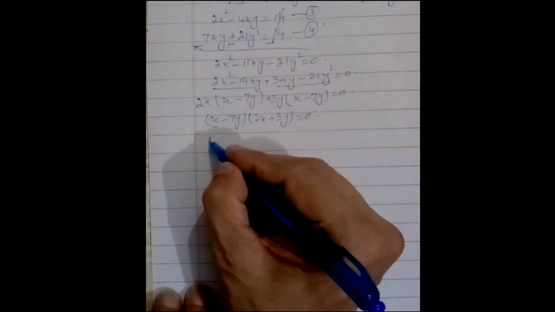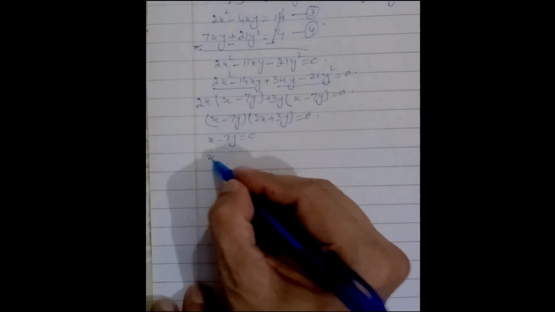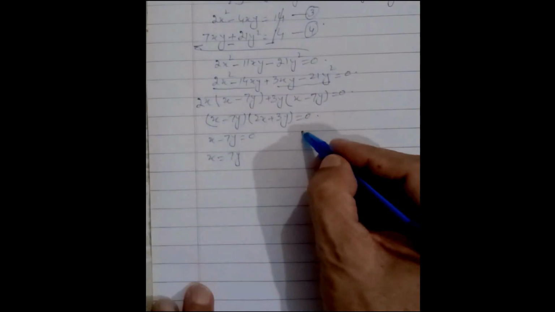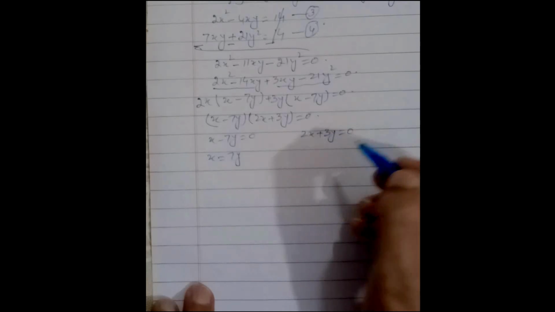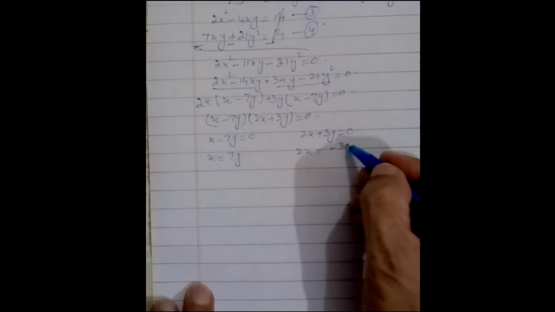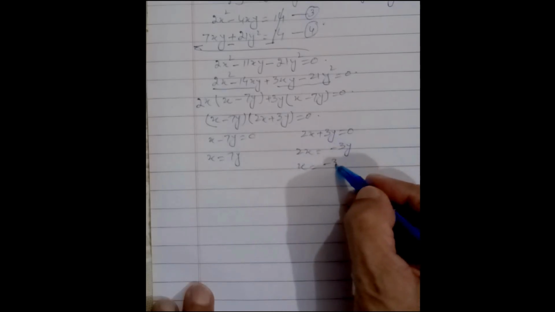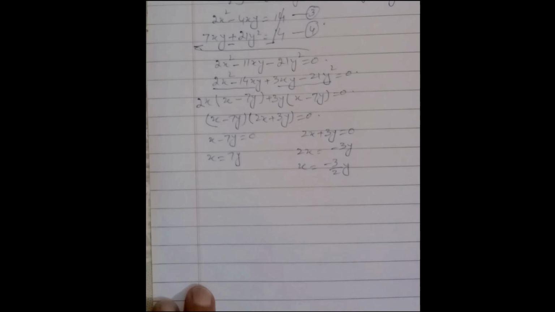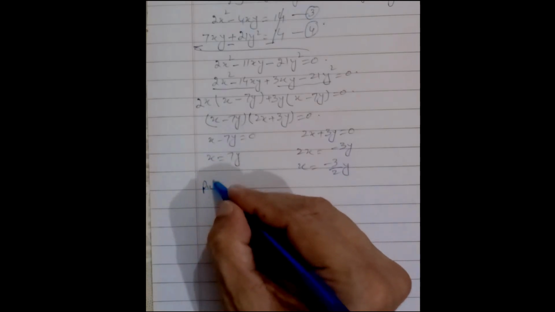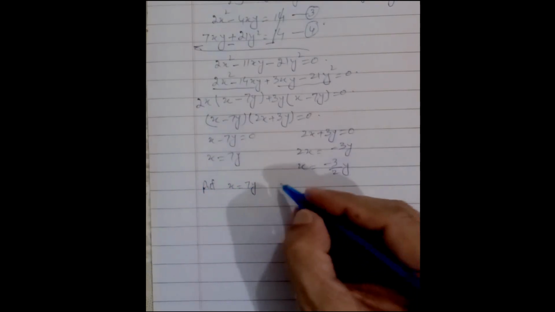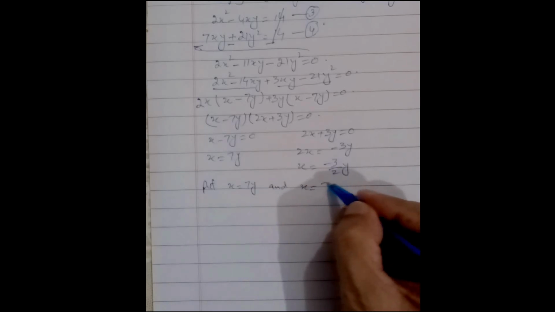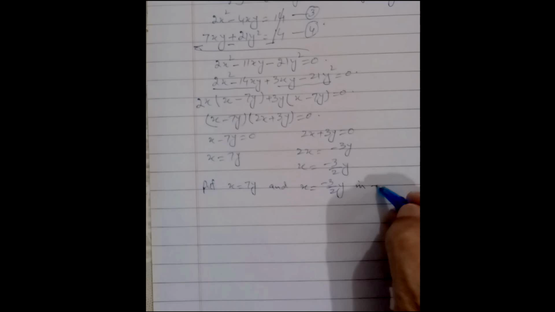In this way, we first find the value of x, which are x minus 7y is equal to 0, x is equal to 7y, and the other is 2x plus 3y is equal to 0, and 2x is equal to minus 3y, and x is equal to minus 3 over 2y. Now we put x is equal to 7y and x is equal to minus 3 over 2y in equation 2.